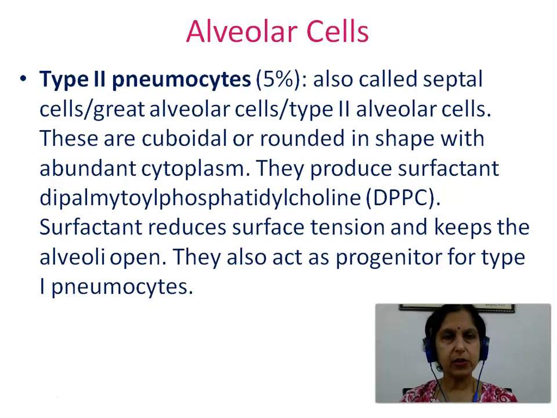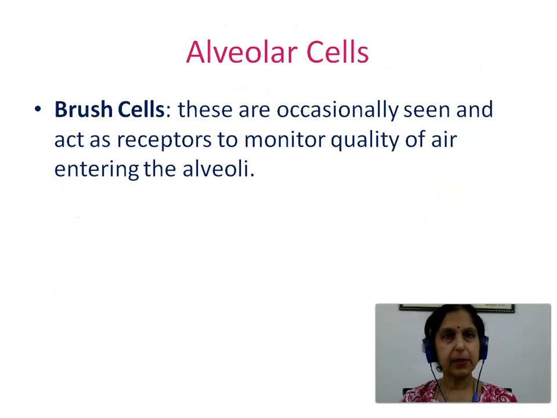Surfactant reduces surface tension and keeps the alveoli open. They also act as progenitor for type 1 pneumocyte cells. Brush cells. These are occasionally seen and act as receptors to monitor quality of air entering the alveoli.